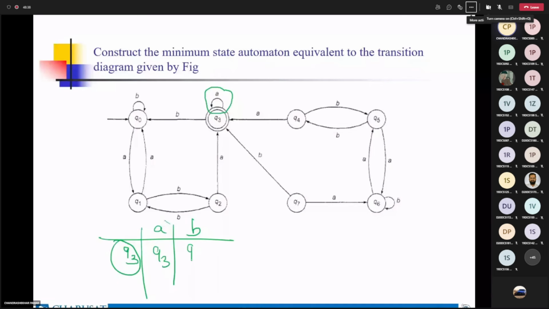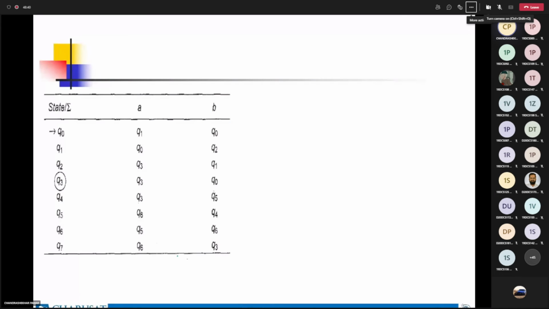So from this table, just tell me the list of final state and non-final state. That is pi 0. Can anyone tell me the pi 0? Set of final and non-final states. Please reply fast. You can write down with the chat box. No problem.